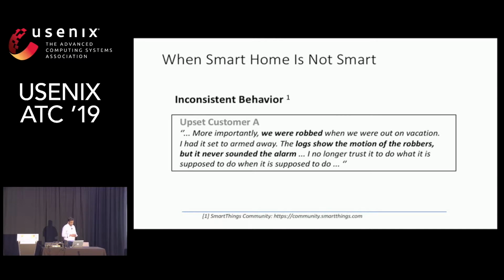This is a real world smart home customer who got robbed when he was on vacation. He's upset and dissatisfied with the technology, and he's saying that the motion sensors could detect motion because the logs show motion of the robbers, but the application never sounded the alarm. He lost trust in the system. So let's look at the root cause of this problem.